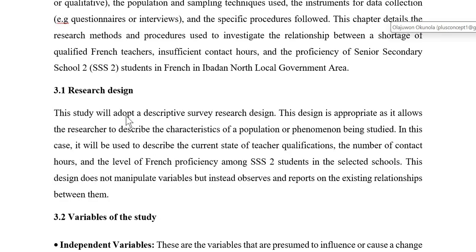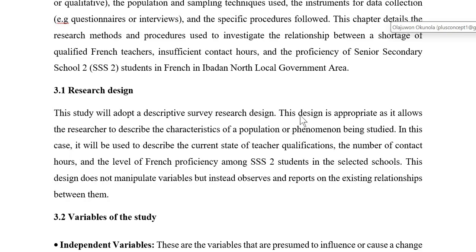So they said this study will adopt a descriptive survey research design. Once it involves a survey, it means we need to go to the field. That shows it is qualitative data. So it is not getting numeric or quantitative secondary data. It involves a survey, which means the researcher of this particular work needs to go to the field to gather more information or data in order to carry out this analysis.